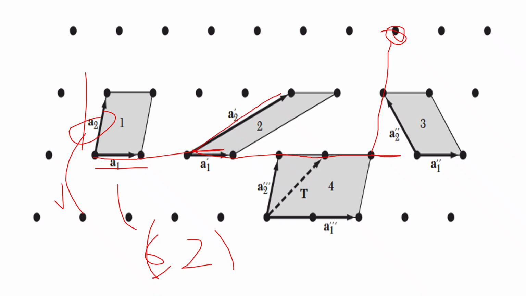Like here, A2 dash is chosen and A1 dash is chosen. So it is at a shorter angle than this, and this is at an obtuse angle. Obtuse angle is nothing but an angle more than 90. So here the angle is more than 90. Here the angle is more than 90, and here the angle is less than 90, and here the angle is also less than 90 but more than in the second case here.